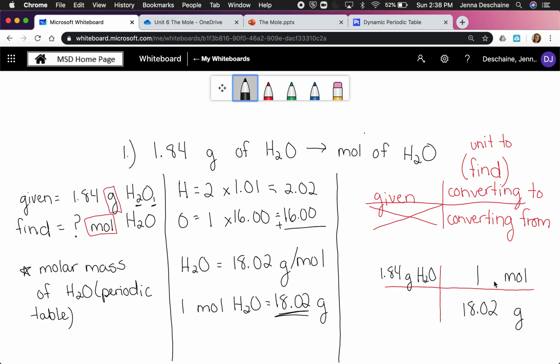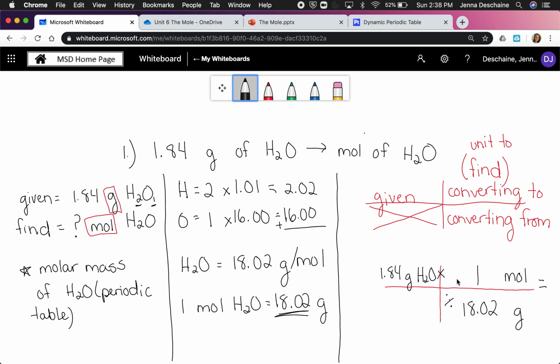Okay, so now all I have to do is multiply this 1.84 grams of water. I'm going to multiply that by 1, okay? And that will give me 1.84 grams. But then I'm going to divide 1.84 by 18.02, okay? So you're going to multiply these top two lines first, and then you're going to divide by this bottom line, okay?